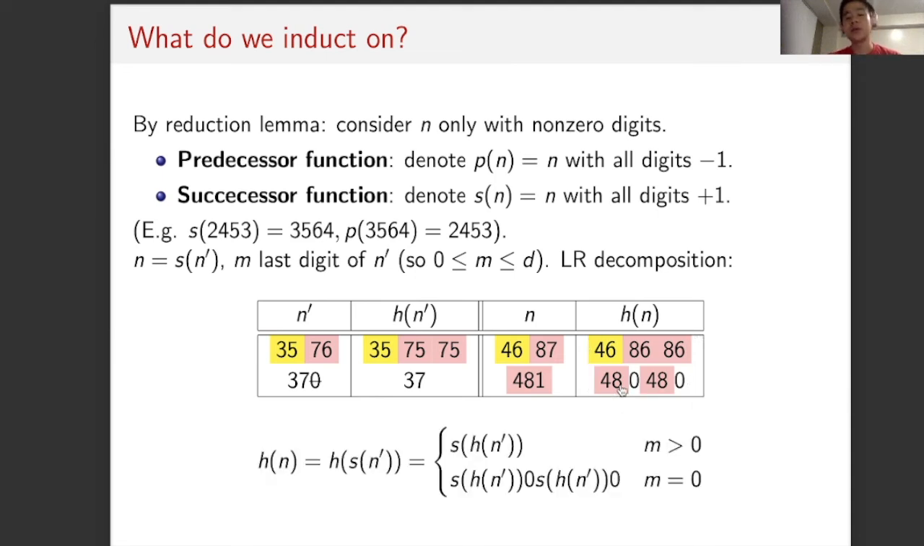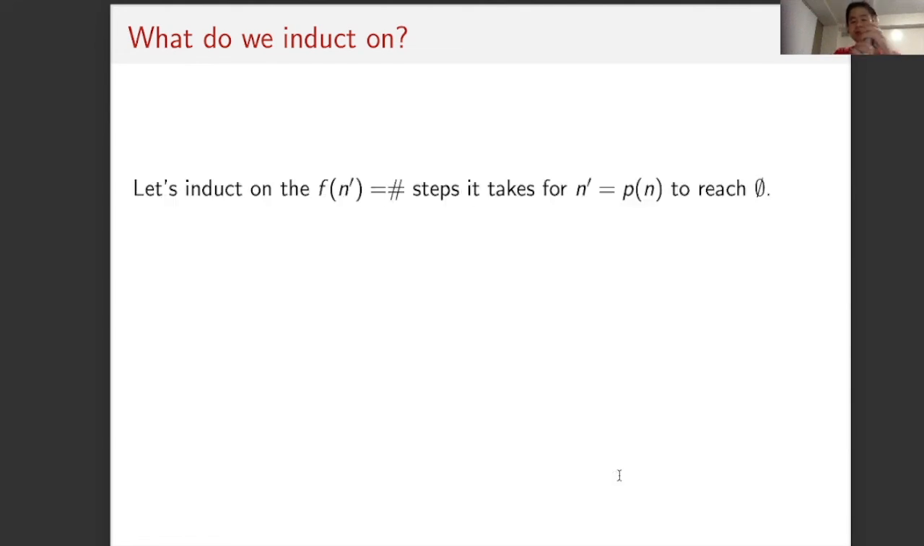So here in general, h of n, which is also h of the successor of n prime, has the following form. If the last digit of n prime is greater than 0, then you just have s of h of n prime. Whereas if the last digit is 0, then you also have s of h of n prime, but with a 0 in the end.